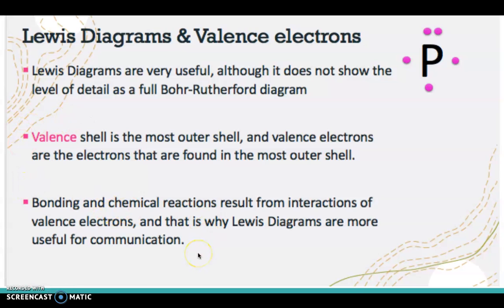Bonding and chemical reactions result from interactions of valence electrons, the outer shell, and that's why Lewis dot diagrams are more useful for communication. You're going to see in grade 10 when we're showing the exchanges or sharing and bonding between different types of atoms and elements, we're going to be using Lewis dot diagrams to show how the electrons jump from one atom to another. We're going to be using this method to do that.